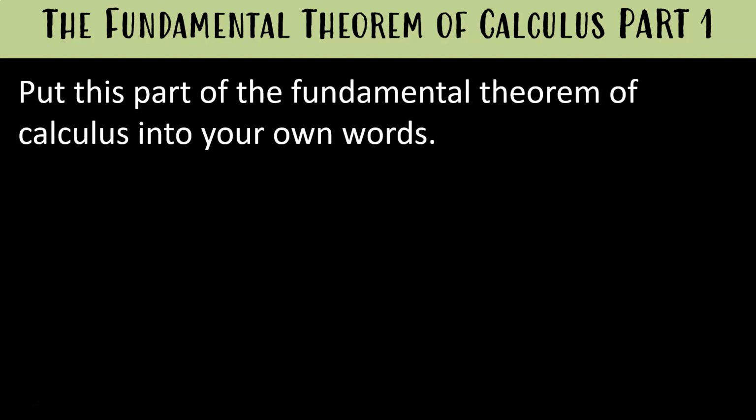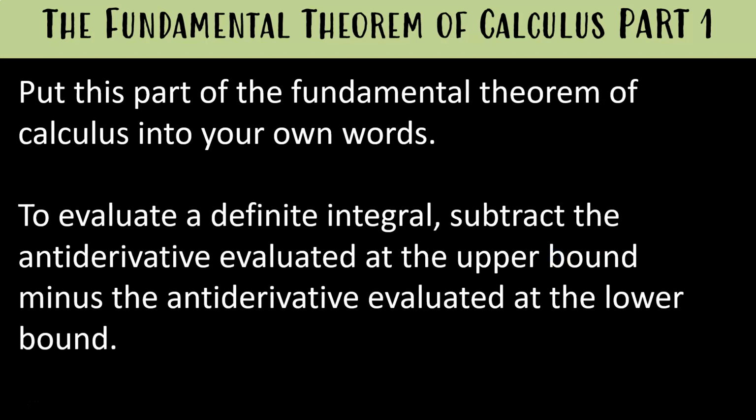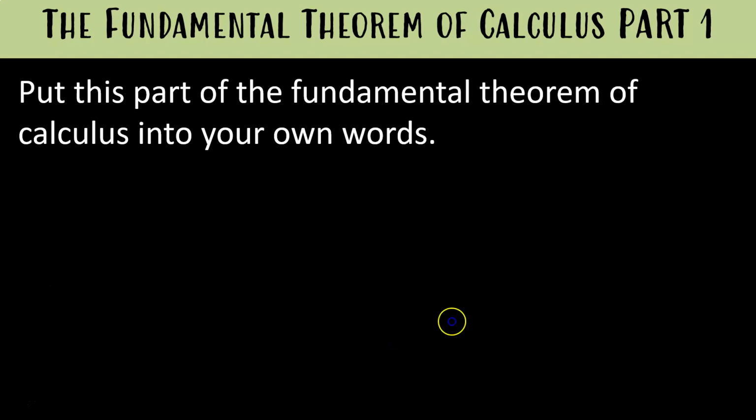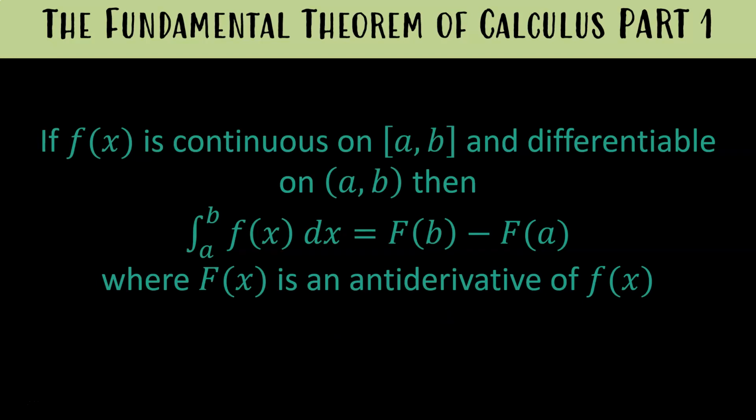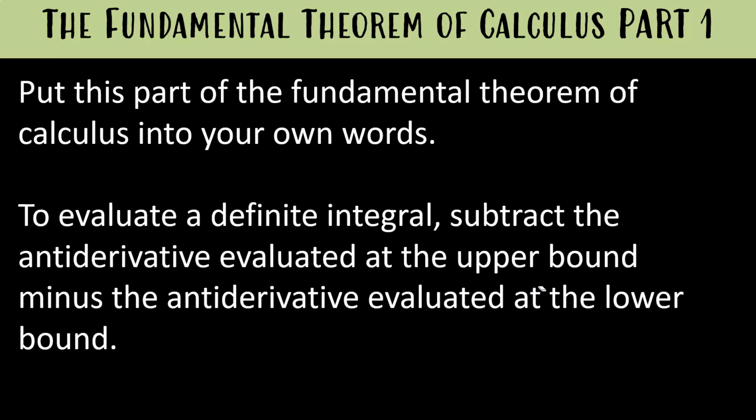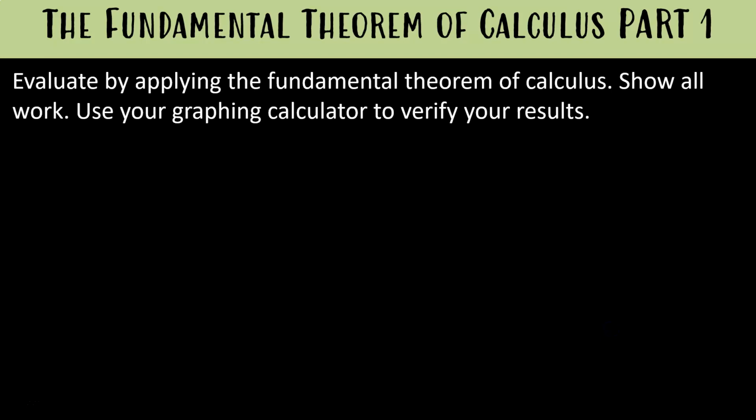Did you pause? Did you write something down? Okay. If we can put this into shortest terms, here's what I would say. To evaluate a definite integral, subtract the antiderivative evaluated at the upper bound minus the antiderivative evaluated at the lower bound. Isn't that what this basically says? That's probably not as precise as we want, but the goal here was putting things into your own words, so you're trying to internalize these ideas.